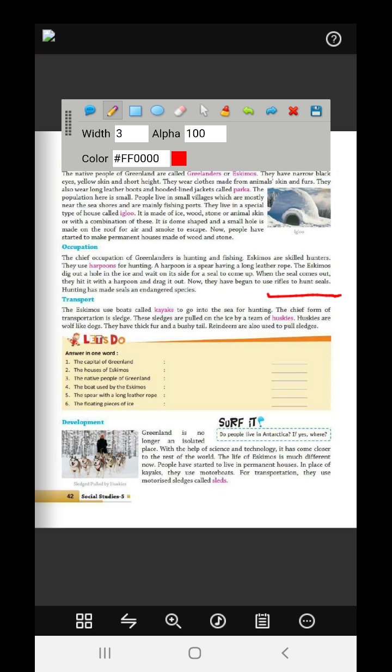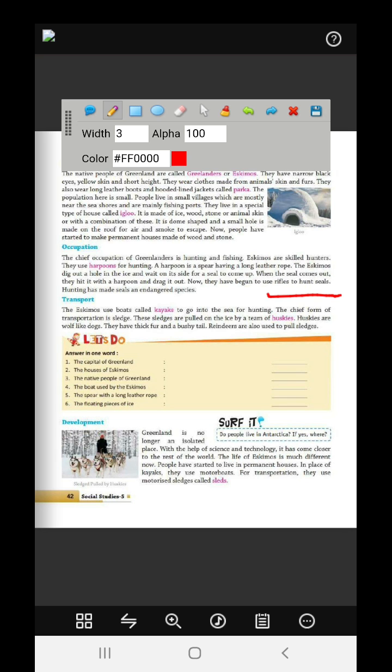Now transport. The Eskimos use boats called kayaks to go to the sea for hunting. The chief form of transportation is the sledge because they have ice. And you know what is a sledge? All of you must have heard Christmas is coming. You must have heard that Santa also uses a sledge to go and give gifts to all the children. That's a myth actually.